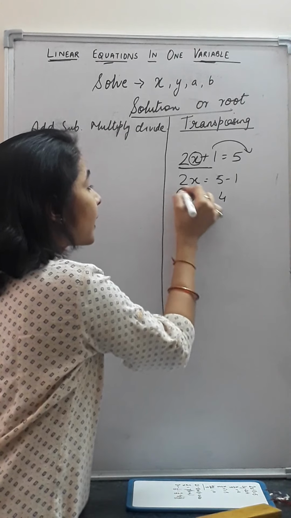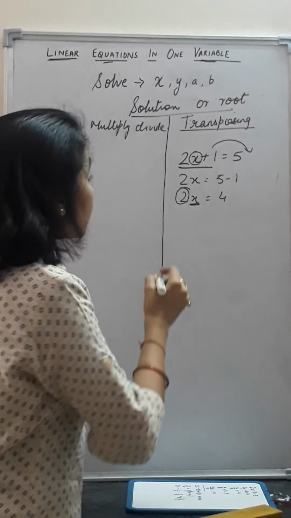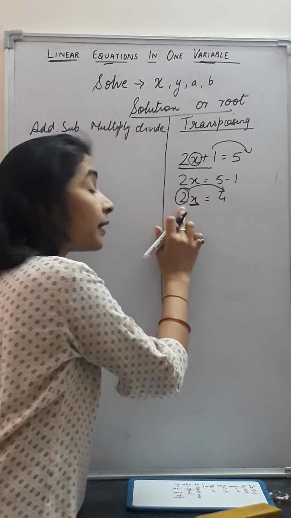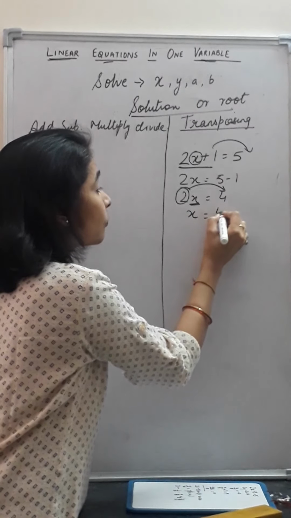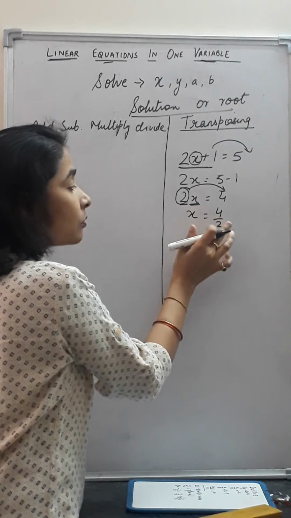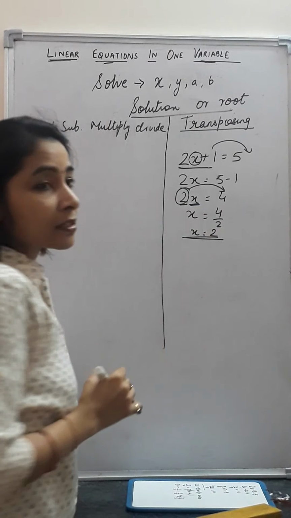Now with x we have this 2. This 2 is multiplied to x. So again this 2 will go to the other side, but since it is multiplied to x, it will divide now. So x is equal to 4 upon 2. Since it is multiplied here, it is changed into division here. So x is equal to 2. So this is the transposing method.